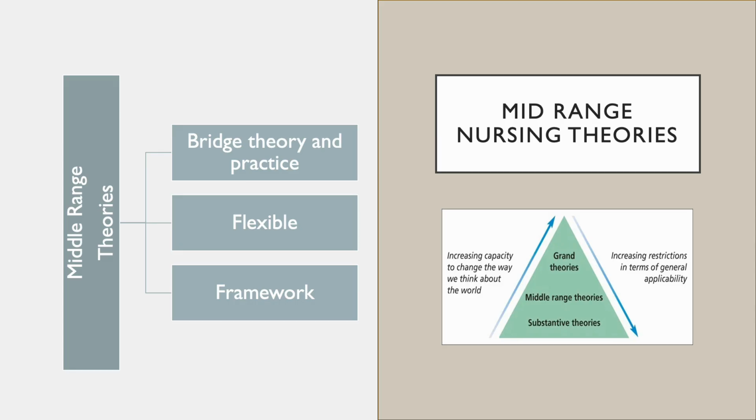Middle-range nursing theories are more specific than grand theories and are easier to apply directly to clinical practice and teaching. They're built on observable phenomena and often focus on particular patient experiences, things like pain, comfort, stress, or adaptation. What makes them especially valuable in nursing education is that they bridge theory and practice. They take abstract ideas and make them easier for students to grasp.